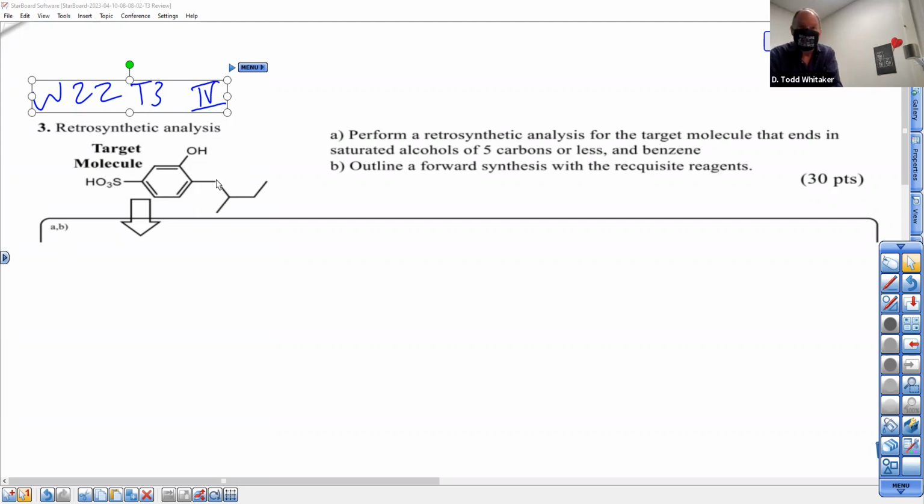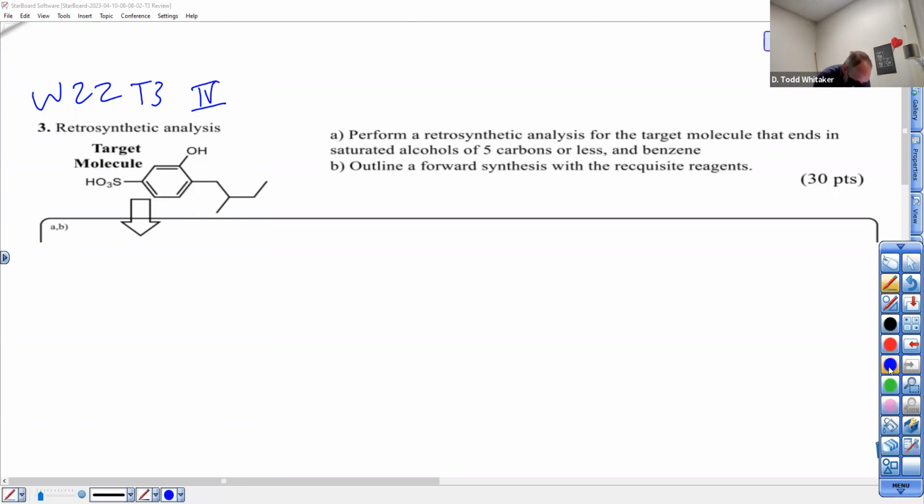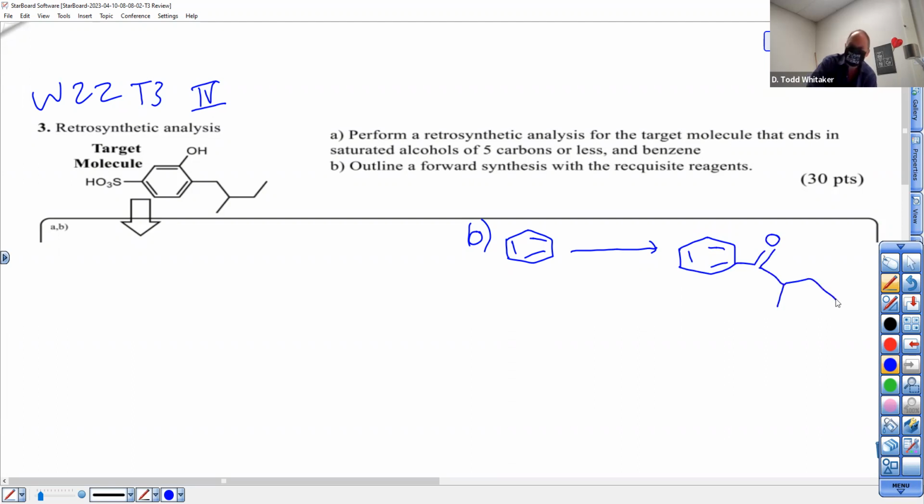So this is how I do it. I go over here and I say, you know, Dr. Whitaker, I've been doing this all semester. You never taught me. I start over here. And then I'm going to put a primary group on there by putting a ketone first. Starting with the forward synthesis. You could say that's cheating, but it's not. You're going to make it look like a retro at the end.